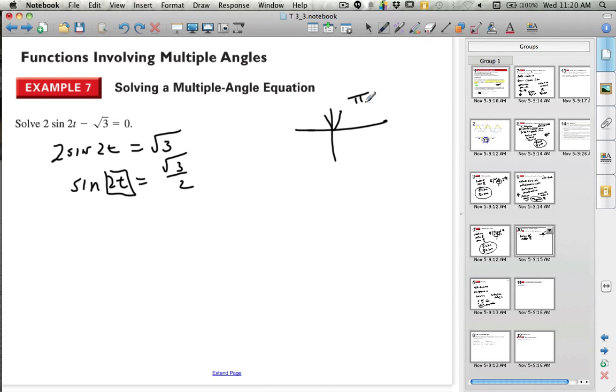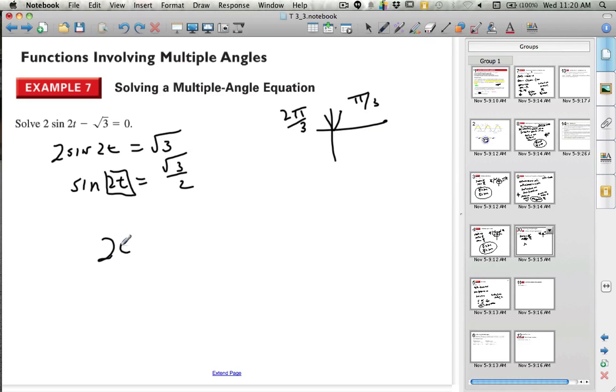This is pi over 3, and it's also at 5 pi over 3. Because I have 1 pi over 6, 2 pi over 6, 3 pi over 6, 4 pi over 6. I'm sorry, 2 pi over 3. 2 pi over 3. These are the angles that will work.